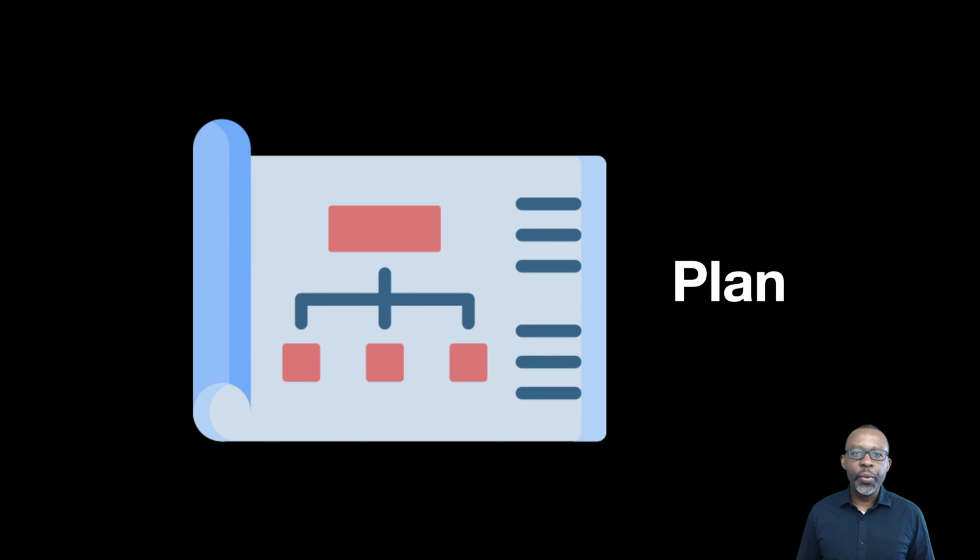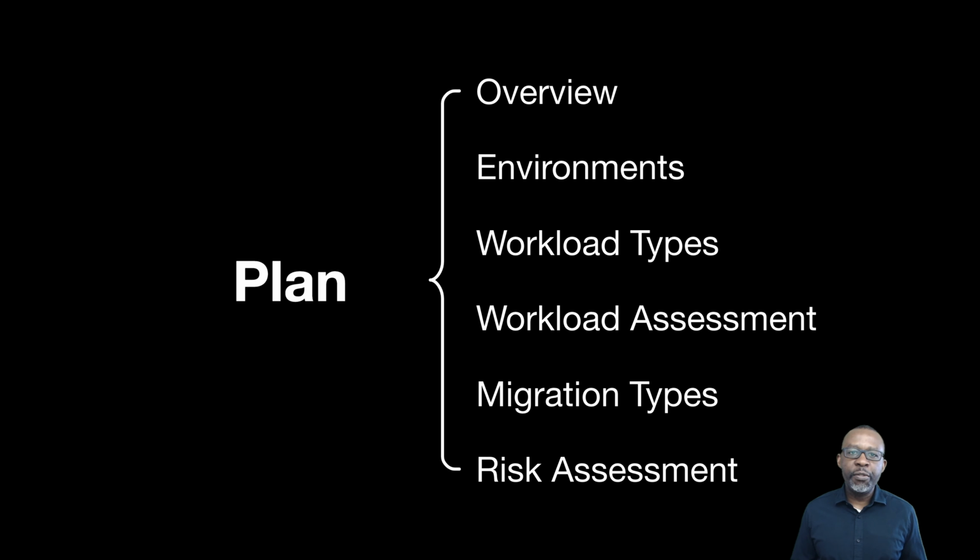In this section, we're going to explore the plan phase. We're going to start off by outlining some of the key activities that are performed in this phase, as well as environments we're likely to encounter. Thereafter, we'll explore workload types, as well as a method for assessing migration effort, and conclude by outlining migration strategies and risk assessments.